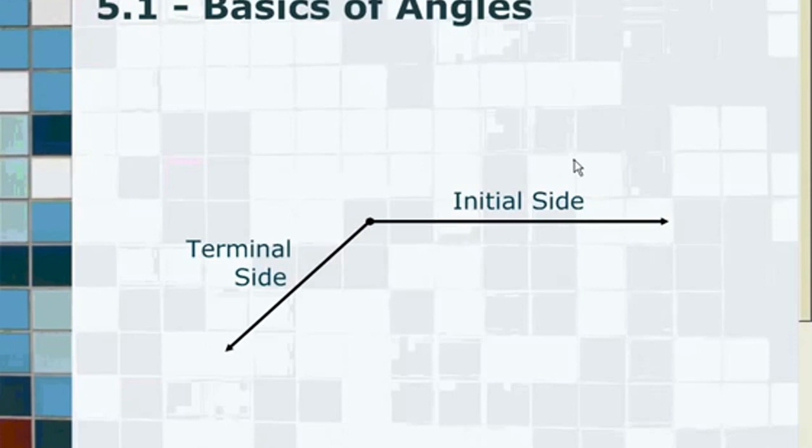So anyways, basics of angles. Angles are going to have an initial side. This is the starting side, hence the term initial. Kind of like your initials, the starting letter. Terminal side, ending side.